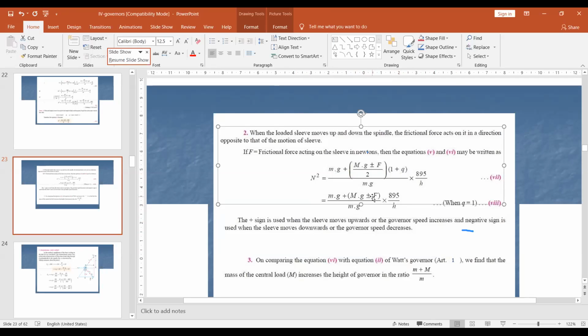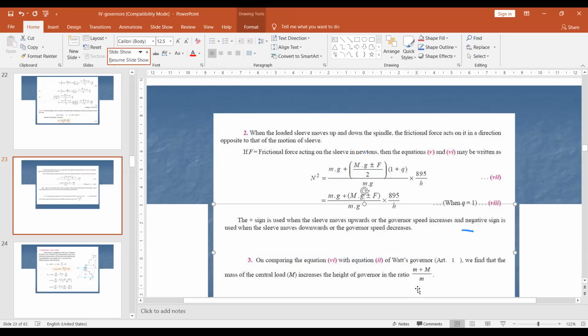Here the plus or minus is there, and that is why we represent the plus or minus. The positive sign is used when the sleeve moves upward, so the governor speed increases. The negative sign is used when the sleeve moves downwards, that is, the governor speed decreases. So that is our case 2.